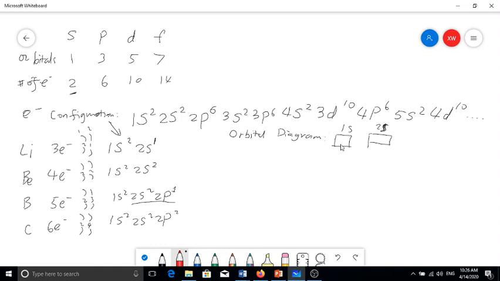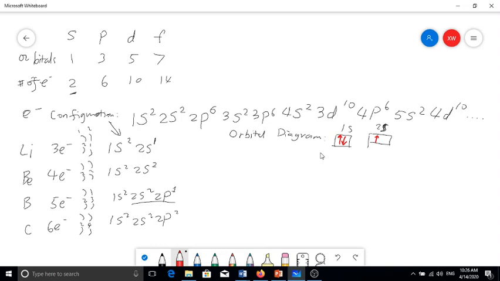So lithium has 3 electrons. The first electron goes here. And because of the vacancy, the second electron goes here as well. Now the 1s orbital is completely filled. The third electron will go onto the next orbital, which is 2s.